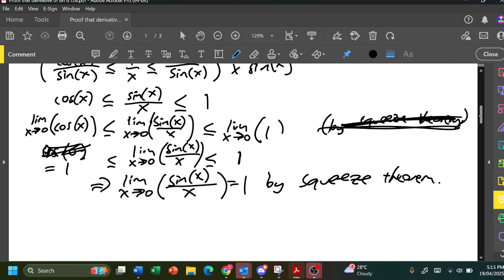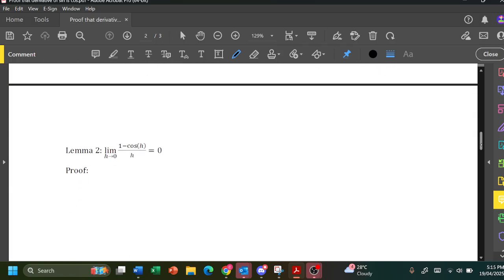So we've shown that the limit as x goes to 0 of sine of x over x is equal to 1. Okay, so we can draw a little square to show that we've done that proof. Okay, let's scroll down to the next proof.